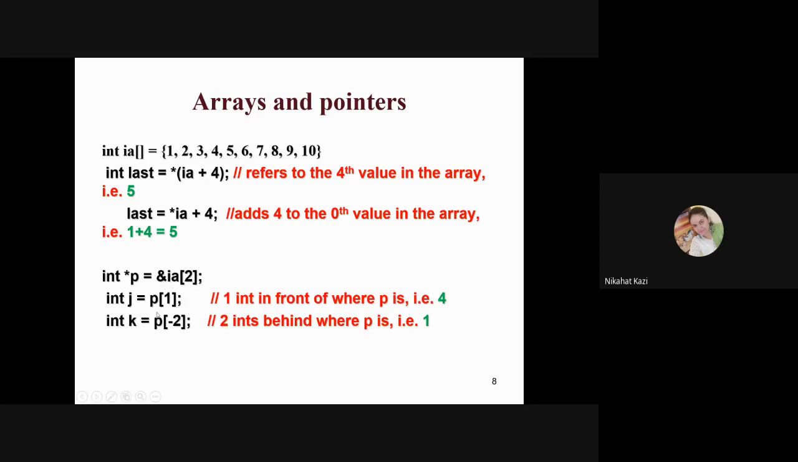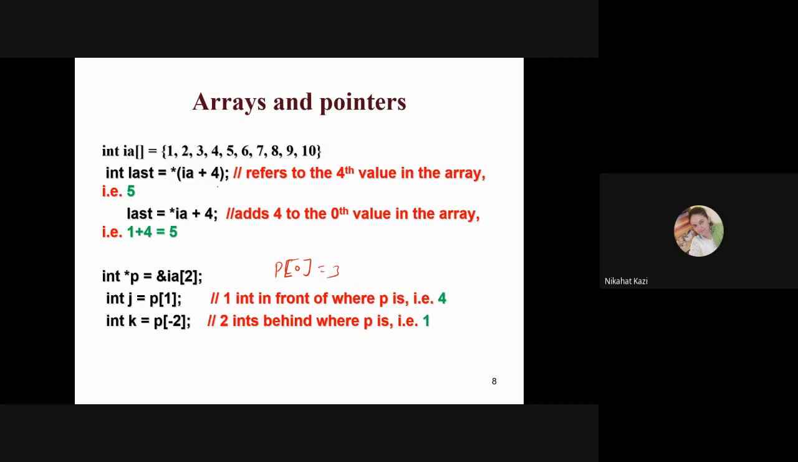If I write the expression P of 0, are you getting it? What will it print? P of 0 in square brackets is going to behave similar to the array. So it's going to give me whatever is the value at this address. That is 0, 1, 2, 3. It's going to print 3. Yes or no?